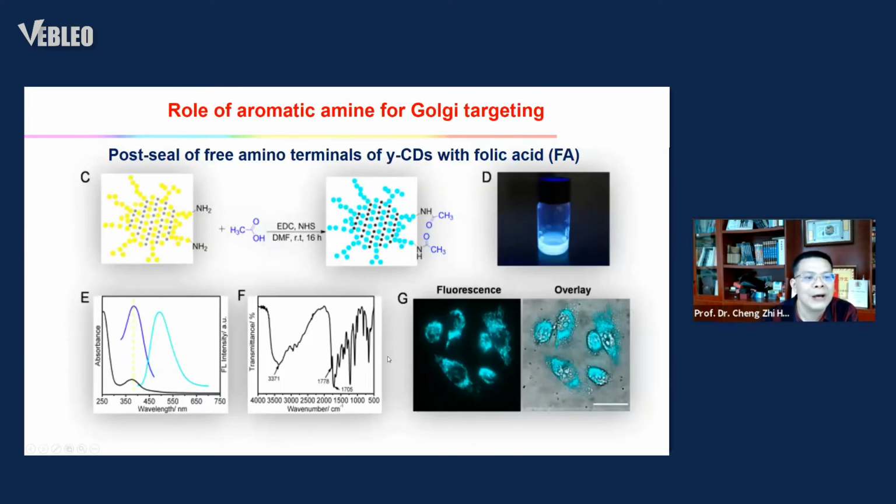In order to identify the targeting mechanism, weposed the free amino terminals with folic acid. As you know, folic acid binds with the receptor of cancer cell membrane, making the carbon dots cannot target to the Golgi, highlighting the importance of the basic substructure of carbon dots with amino groups for the image of the Golgi apparatus.